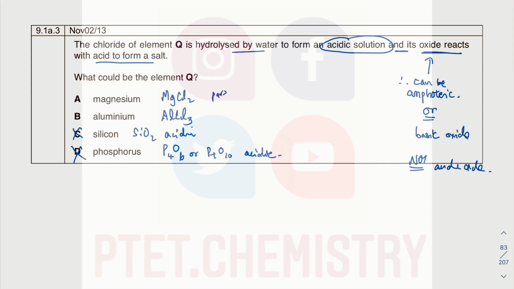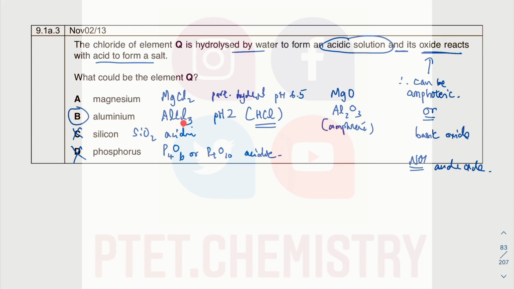So MgCl2 is only partially hydrolyzed, such that your pH is a very, very weak acid, only 6.5. But AlCl3 is fully hydrolyzed. You get a pH 2, where you get complete formation of HCl. The chloride is hydrolyzed by water to form acidic solution. Its oxide reacts with acid to form a salt. Okay, so yes, MgO is basic. But remember, Al2O3 is also amphoteric, so it can react with both acid and bases. Judging by this, I would definitely go for aluminium, because the aluminium trichloride definitely forms a much stronger acidic solution. It's much more certain than this, which sometimes is not even pH 6.5. It could be only very little hydrolysis. Yeah, okay.